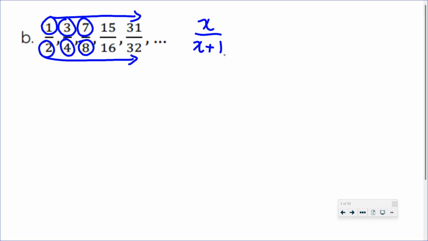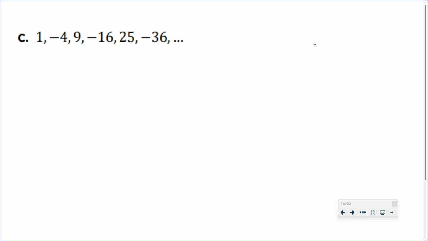So you can see that those are getting closer and closer to a value of 1, although never reaching it. To get 1, I would have x over x, but I don't have x over x. I have x over x plus 1. So this limit is approaching a number of 1. It'll never truly get there, but that's where the limit is going.